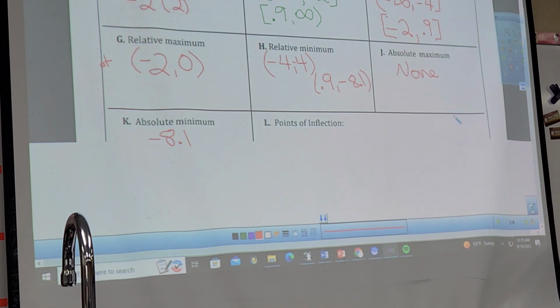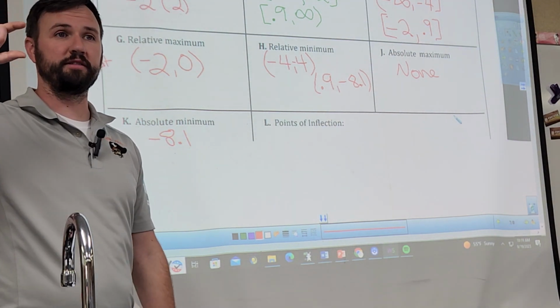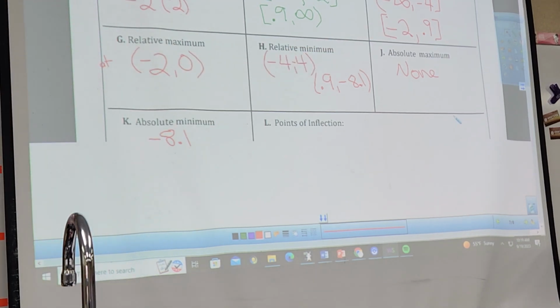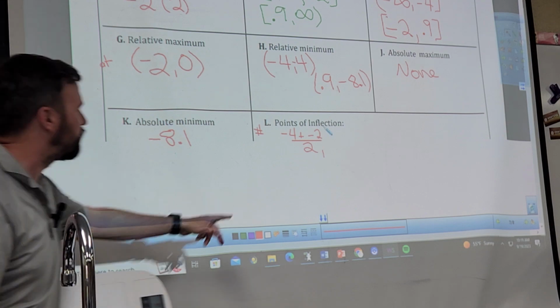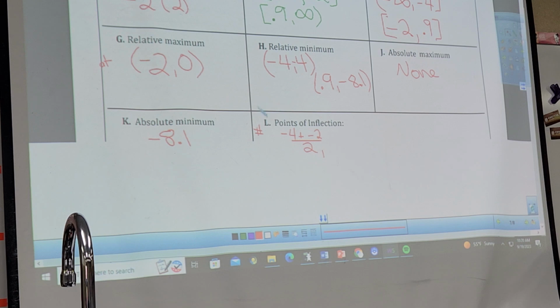I have to go in between two. Do I know my relative max and mins? So that means what do I do when I have those points? Rule 3. Yep, we're going to find the midpoint between them. So the first point of inflection, I would do -4 plus -2 over 2. And then the other one would be -4 and 0, right?